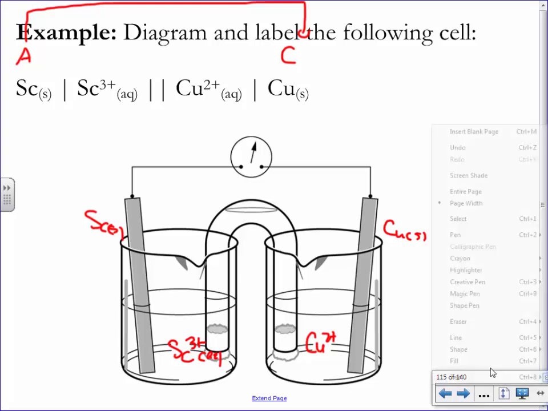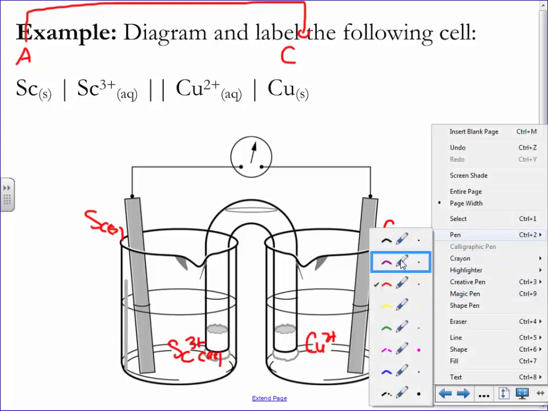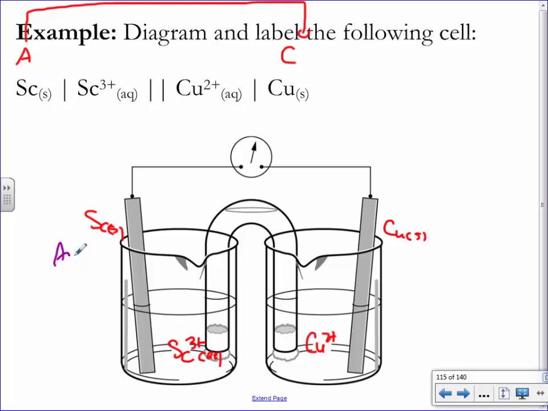We should now be able to label a whole bunch of things. So I'm actually going to use a new color now. If the very first thing here was the anode, I can tell you that this is now the negative pole of your battery. And if copper is your cathode, I can now tell you that it's the positive pole of your battery.